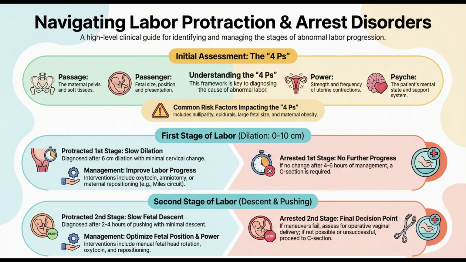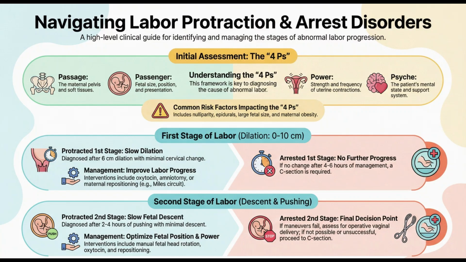And this is where clinical thinking has really evolved, right? The old models were much less patient. Oh, massively. Historically, we relied on something called Friedman's curve from the 1950s, and it set these very strict, very fast minimums for progress. What were those old benchmarks? They expected at least 1.2 centimeters an hour for first-time moms and 1.5 for multiparous patients. If you fell below that, you were basically immediately labeled as failing to progress.